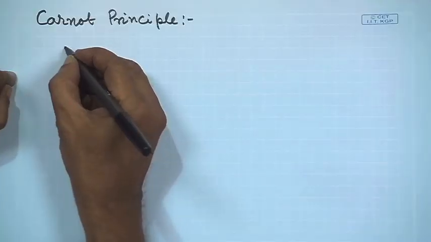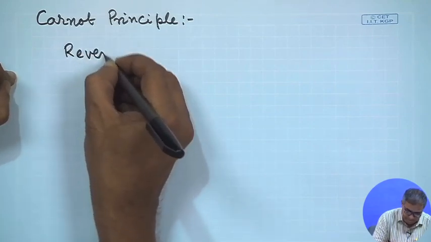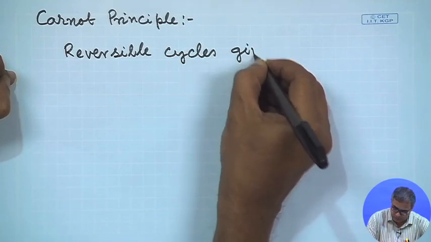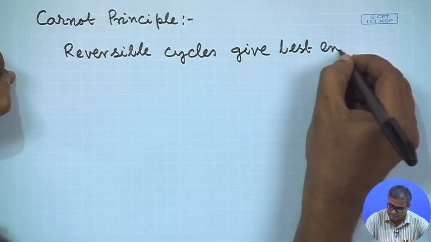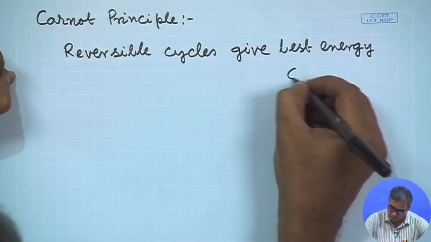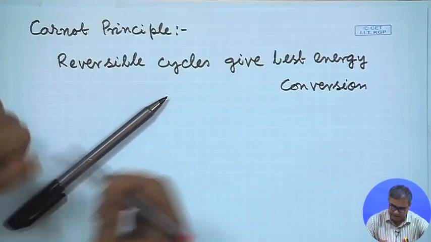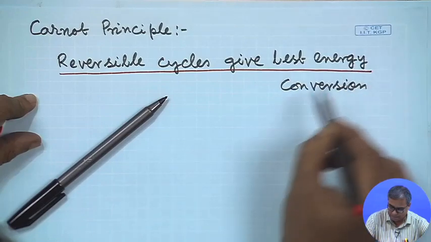And then he came up with a simple but very far reaching conclusion out of his research, and that is that these devices are operating in cycles and the best performance can be obtained from a reversible cycle. So, what is a cycle and what is a reversible cycle? Let me write this, this is very important. Reversible cycles give best energy conversion. This is very important.